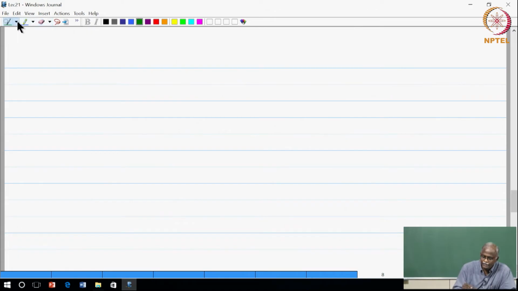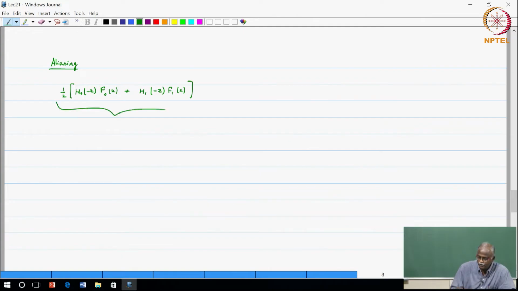So, the aliasing term, if you go back and look at the last equation that we wrote, the aliasing term consists of H naught of minus z F naught of z plus H1 of minus z F1 of z. Okay, you can have a half or not, it does not matter, maybe just put a half also there. This whole thing, if we call that A of z, is just some transfer function times X of minus z. This is the contribution of X of minus z to the output.